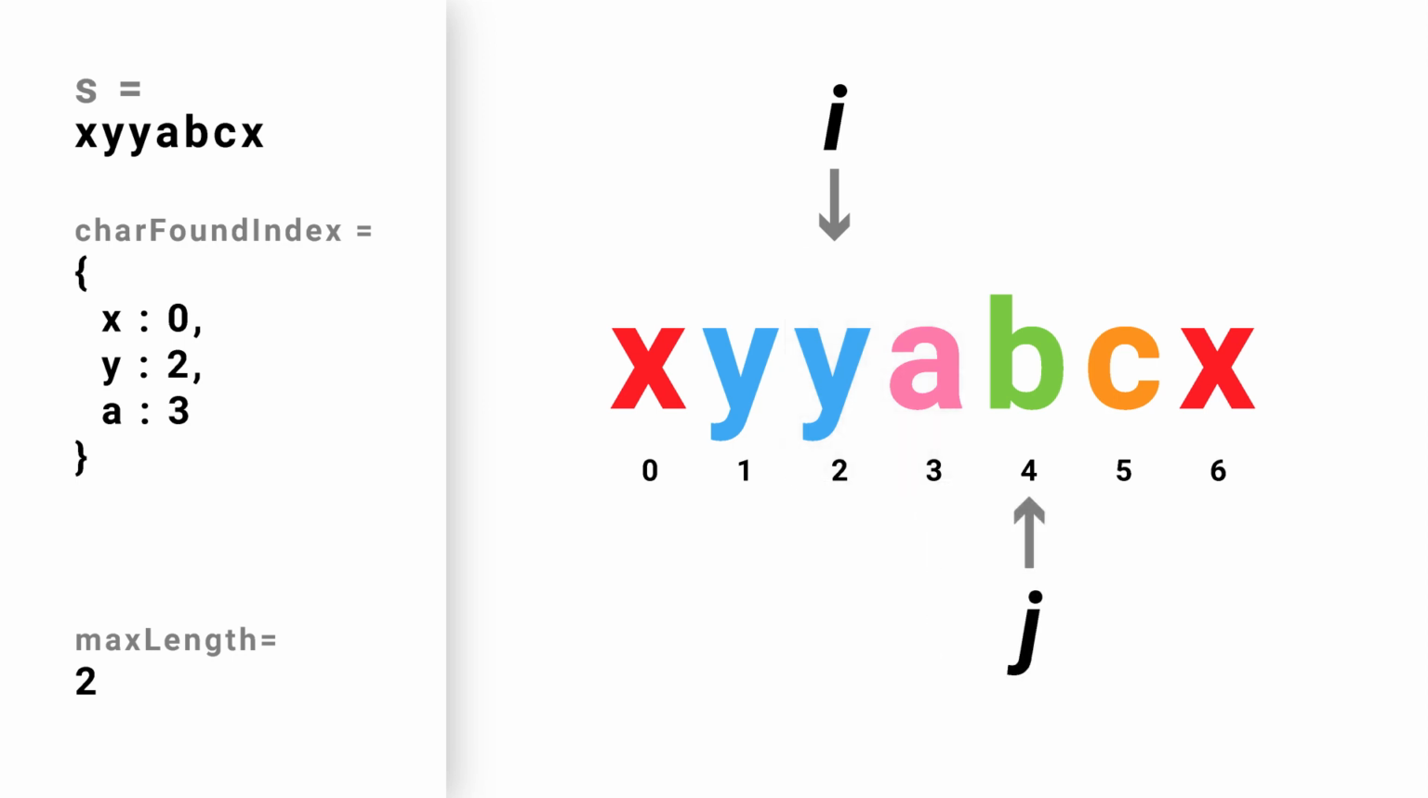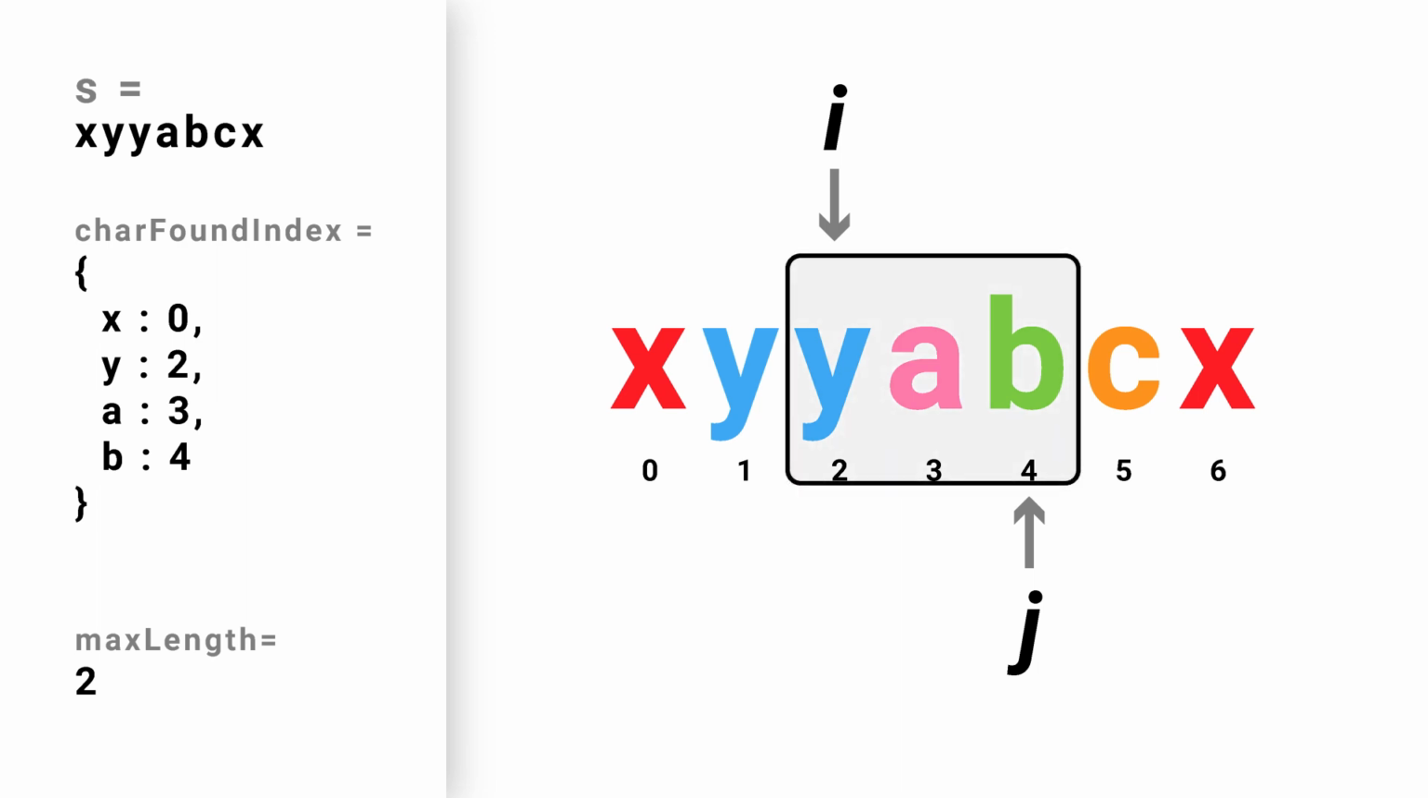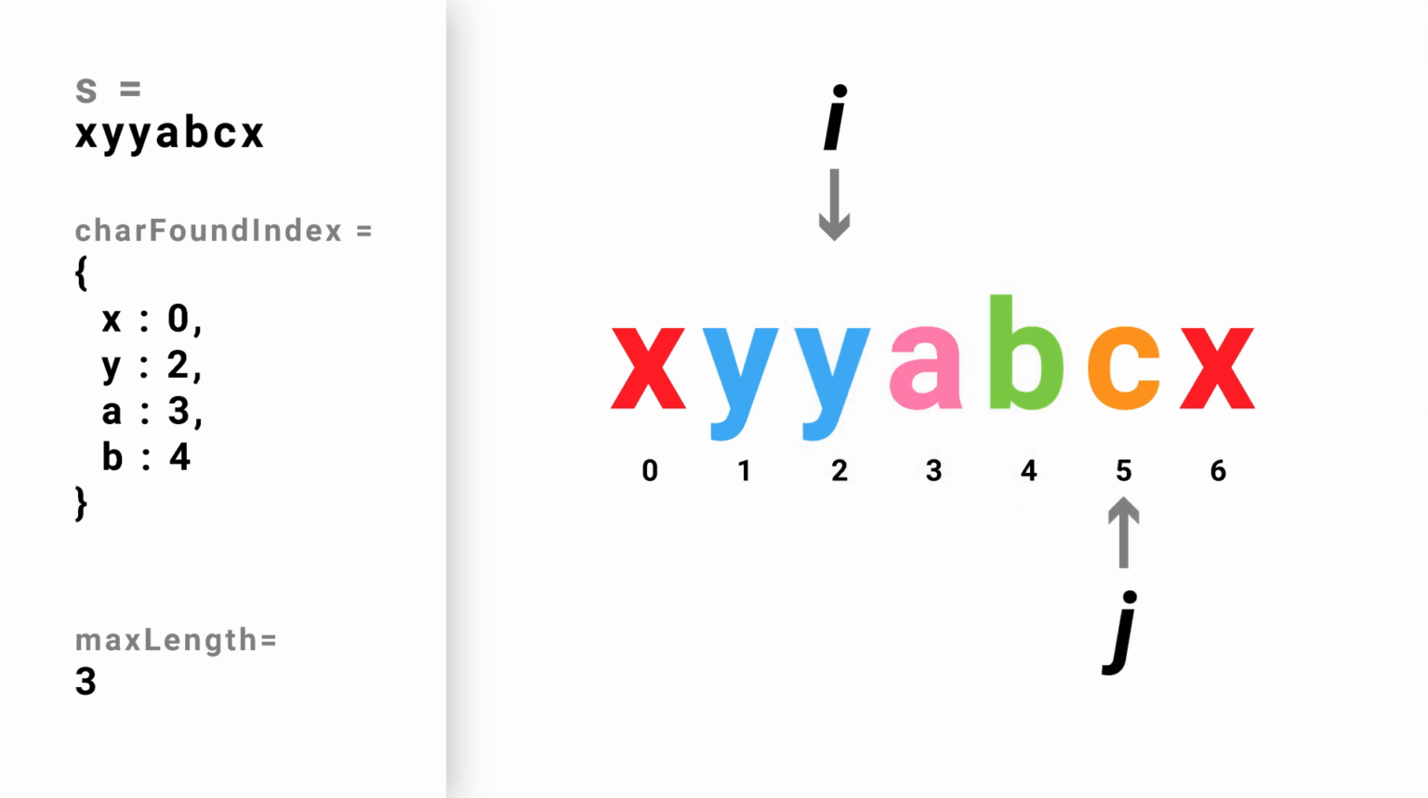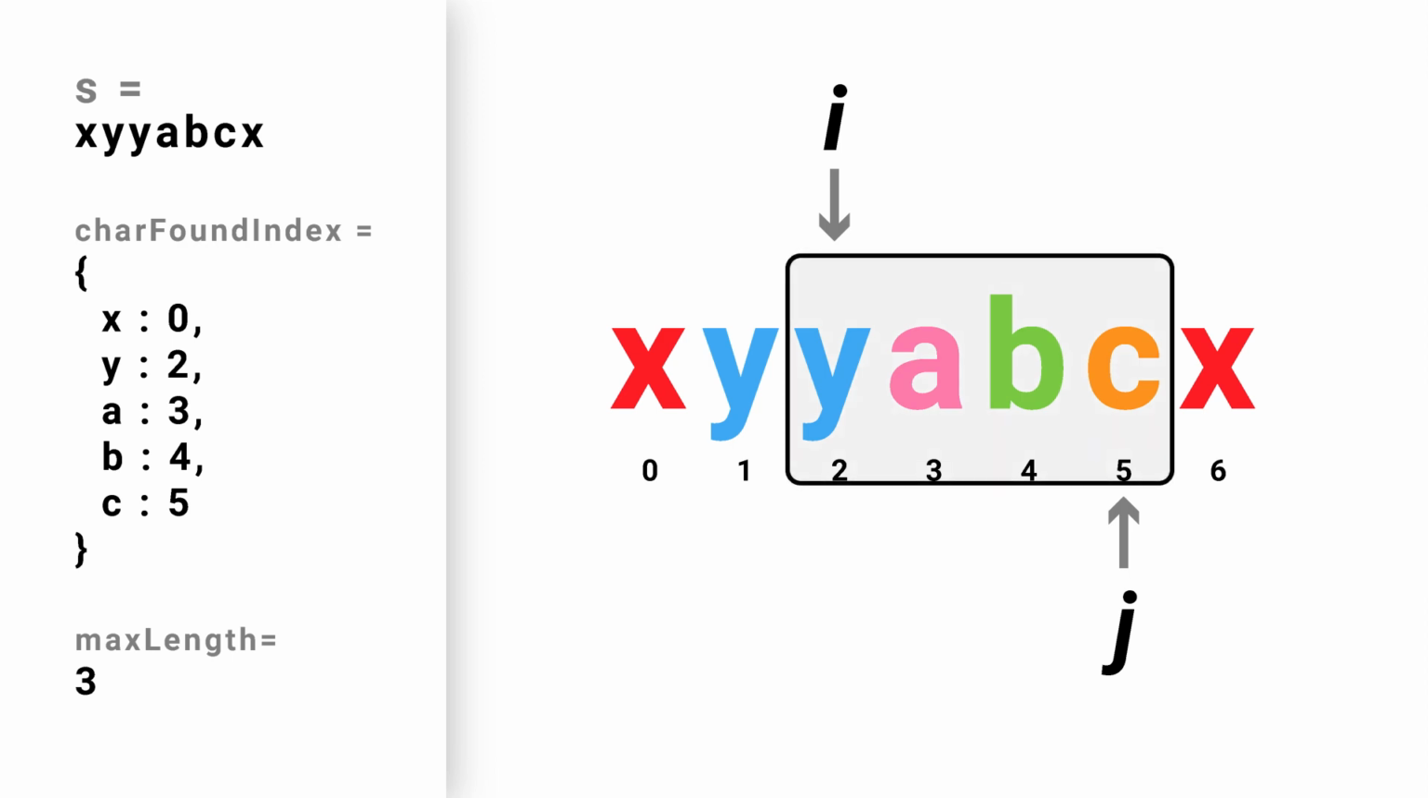Now we will move the pointer j to the next character. Here character b is found at index 4. So we will store that information in the dictionary. Now there are 3 characters between i and j. So the longest substring without repeating characters is 3. Now we will move the pointer j to the next character. Here character c is found at index 5. So we will store that information in the dictionary. Now there are 4 characters between i and j. So the longest substring without repeating characters is 4.